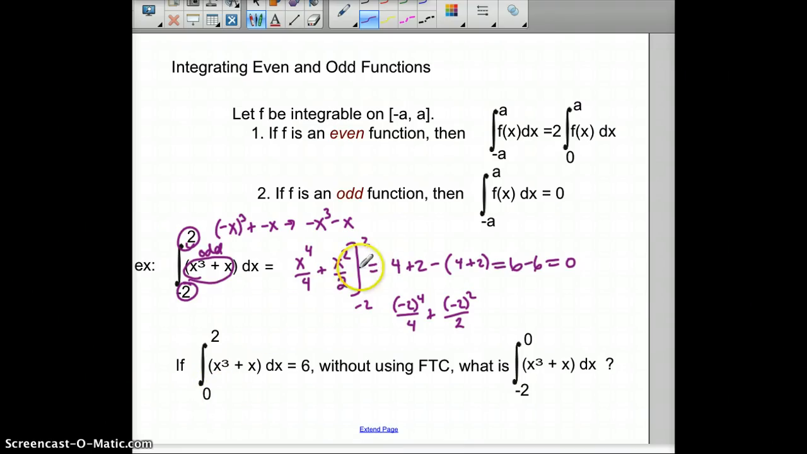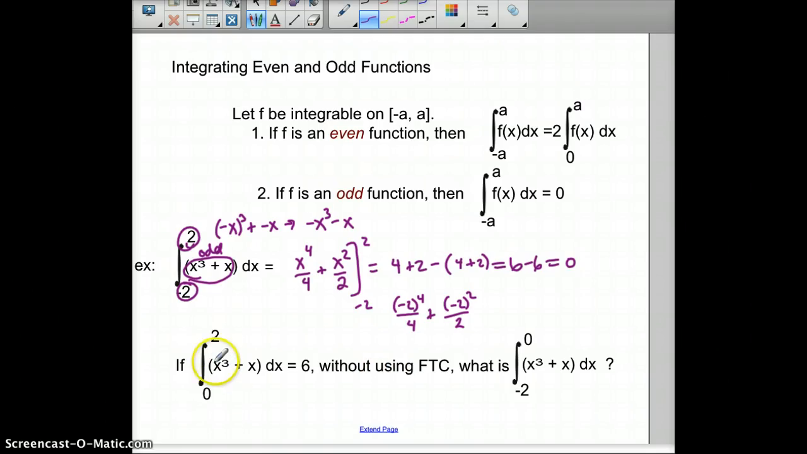Okay, that's the fundamental theorem of calculus that we used there. Now let's think about it if we didn't use the fundamental theorem of calculus. If the integral from 0 to 2 of x cubed plus x is 6, without using the fundamental theorem of calculus, what is the integral from negative 2 to 2? I mean negative 2 to 0.